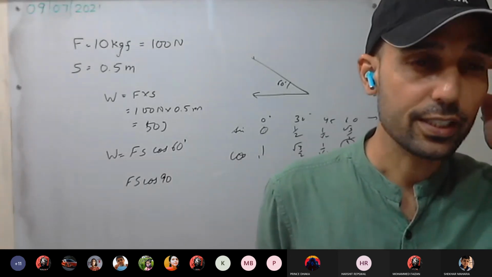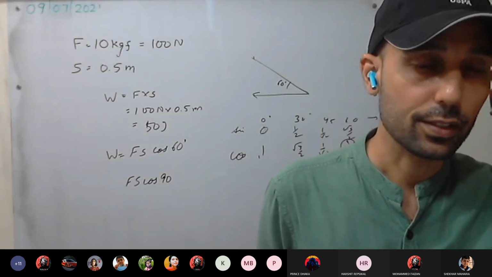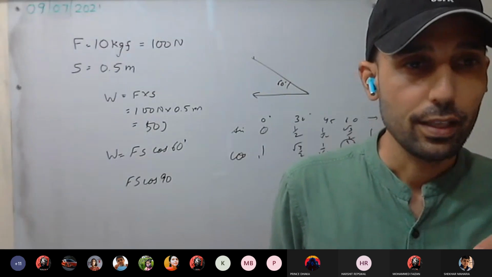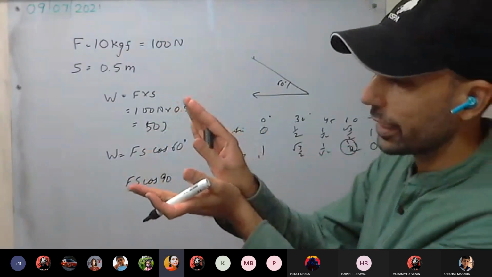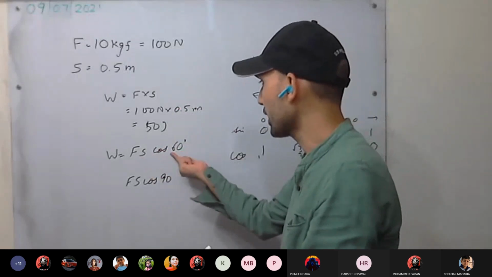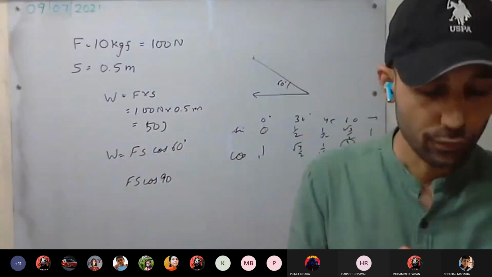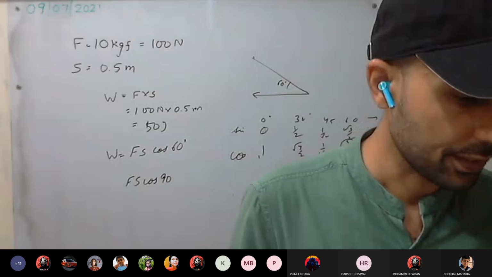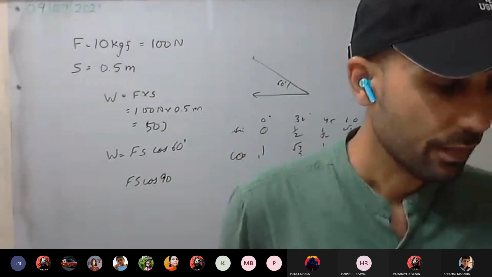First question is clear to all. Anyone have doubts? Do ask. Have you understood? When they are at different angles, it means you have to take one of the components. That is cos theta. Either you take S cos theta or F cos theta, either the force component or the displacement component. Okay. Second question.